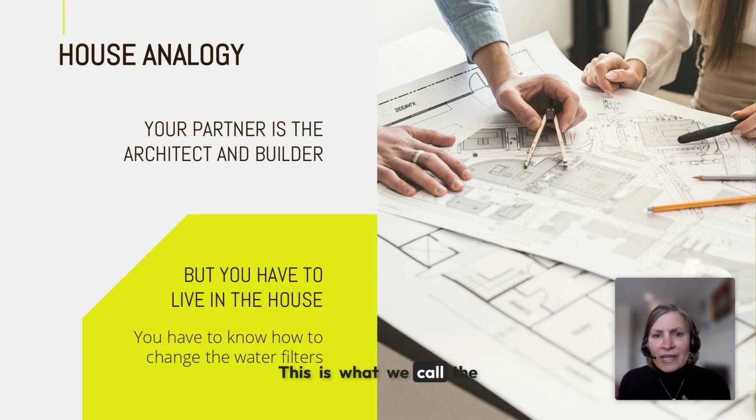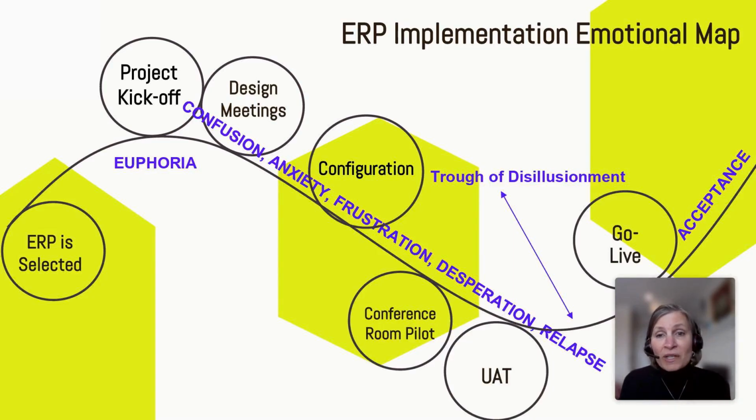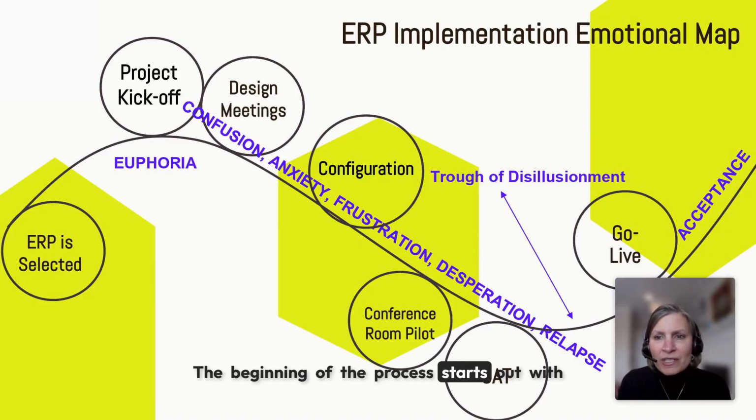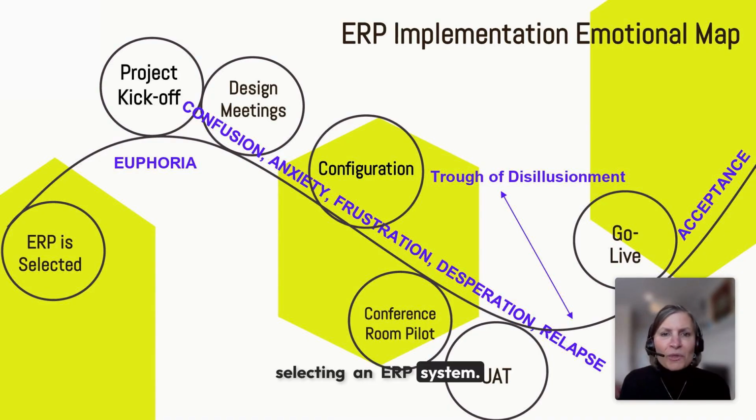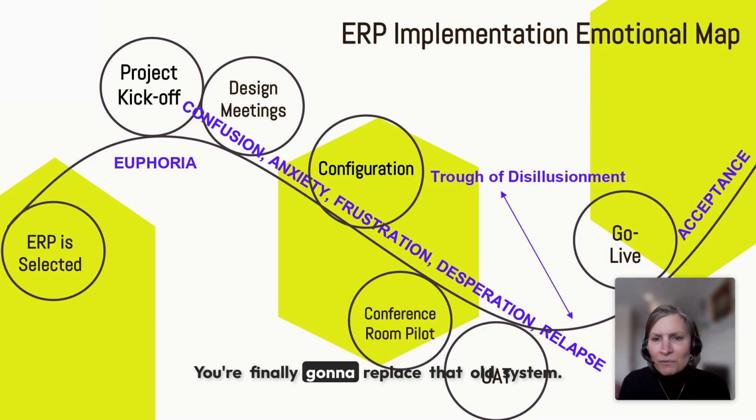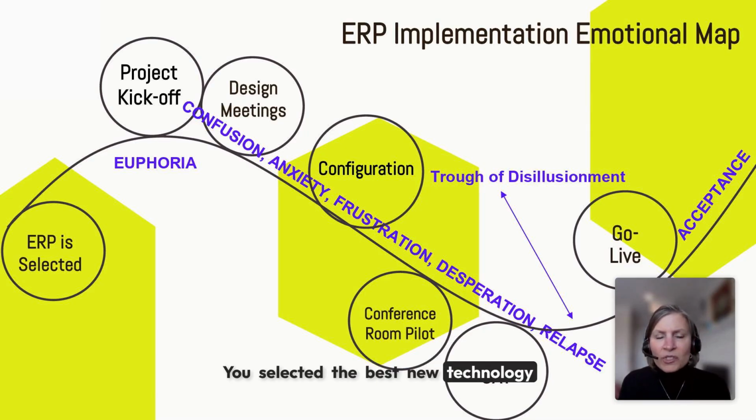This is what we call the ERP implementation emotional roadmap. It's basically a map of the emotions that you'll go through during your implementation before you get to go live. The beginning of the process starts out with selecting an ERP system. You're so excited. You're finally going to replace that old system. You selected the best new technology and the best partner, and you're filled with hopes and dreams of the future.